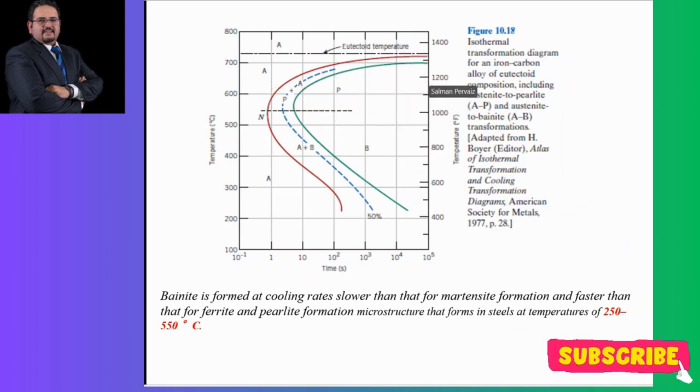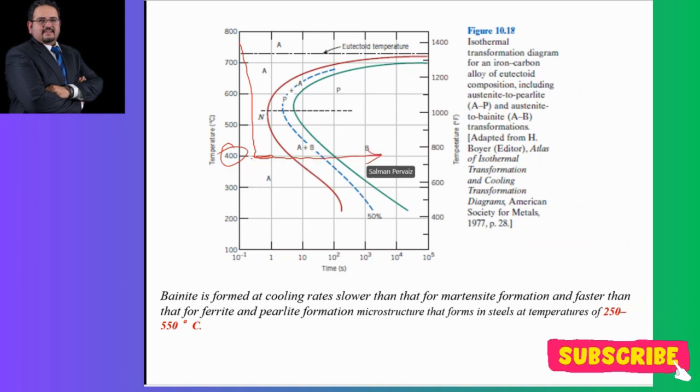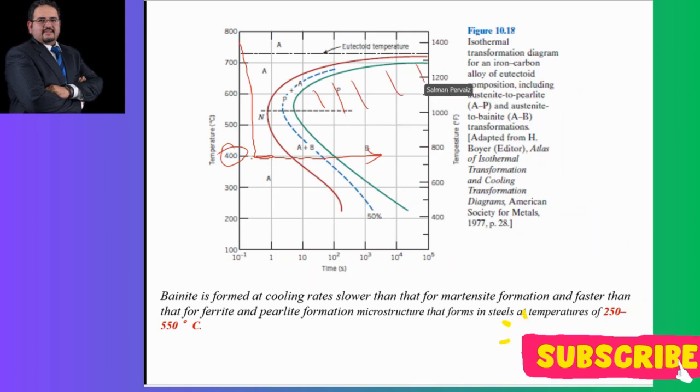What about if you cool down quickly to something like 400 degrees C and then let it cool? Then the transformation didn't happen here. The transformation happened in this region, which is represented by B, and this is called bainite. This has a name called bainite.